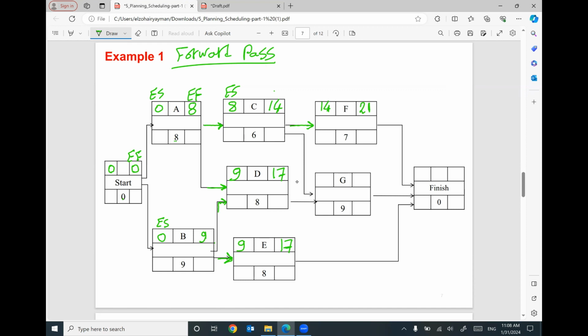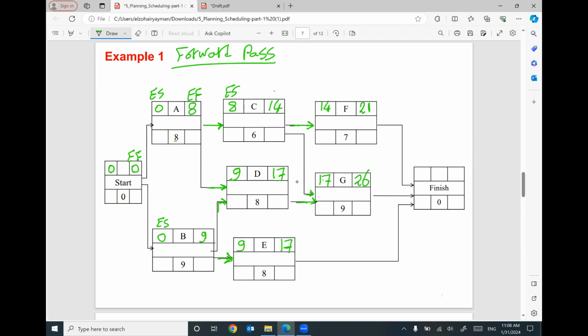For activity G, be careful because we have two arrows coming in. The first arrow will give you 14 as early finish, so the early start should be 14. But the second arrow gives you 17 as early finish, which means the early start here should be 17. Which number am I going to use? The greatest number, which is 17. 17 plus 9 will give you 26.